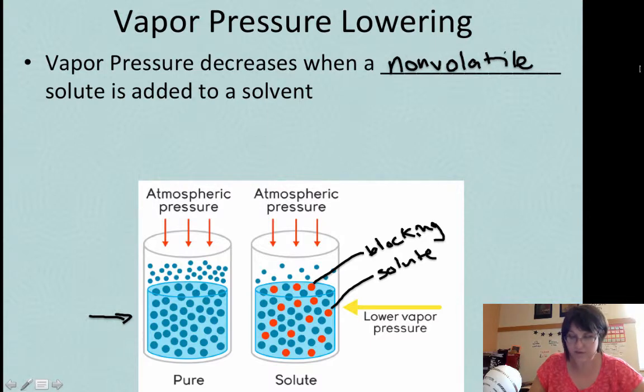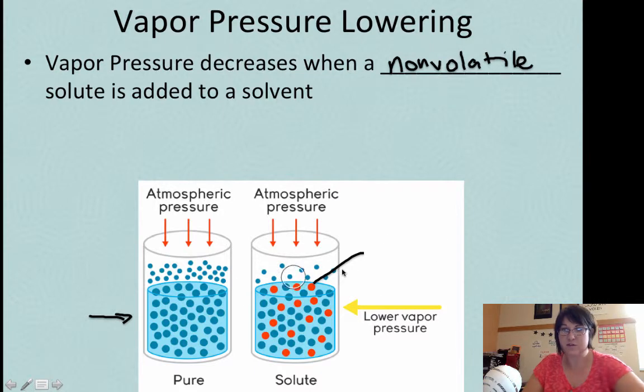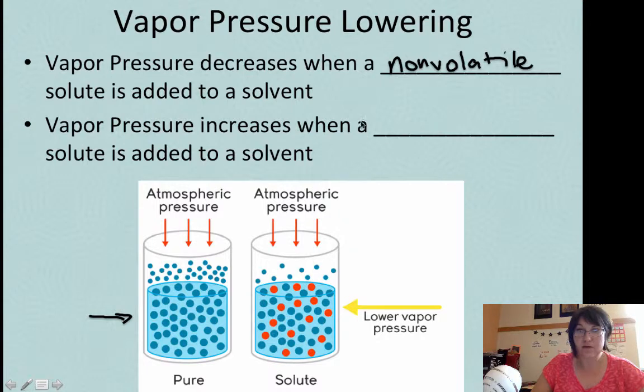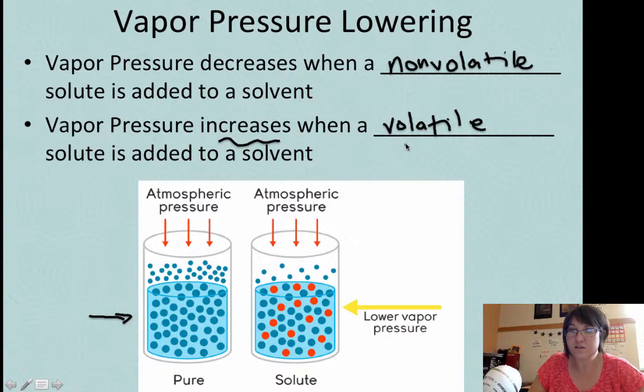But watch out, because if we have a volatile solute, suppose that we have a solute that likes to evaporate. A volatile solute added to a solvent will increase the vapor pressure because the volatile solute has its own vapor pressure that adds to the vapor pressure of your solvent.